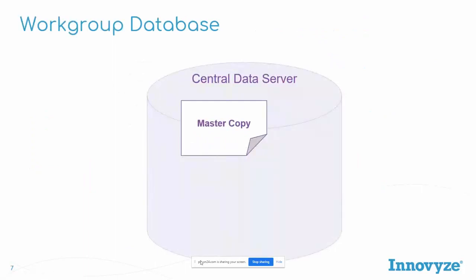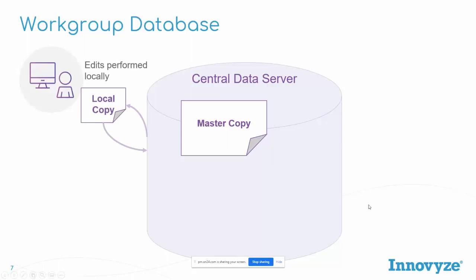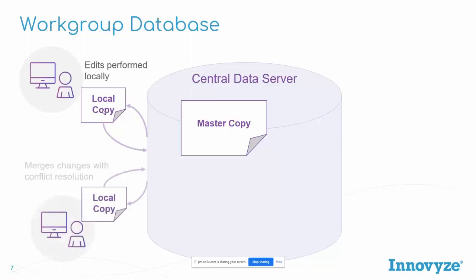So the alternative, which InfoWorks ICM uses, is a service called a workgroup data server. So the model is on a central data server that's shared, but there's a software service that's sharing it with any user that opens it up. So when you open up your laptop and open up the model, it will pull a local copy so you can make edits locally and efficiently.